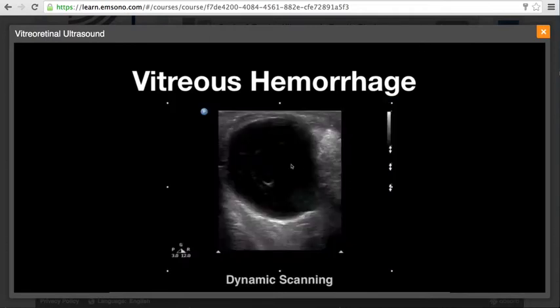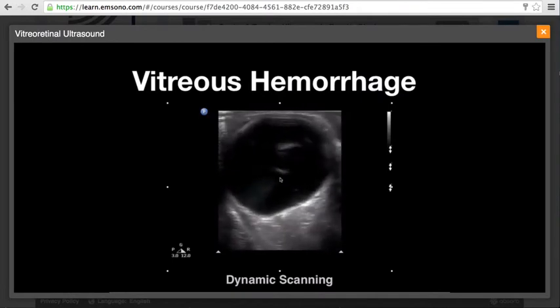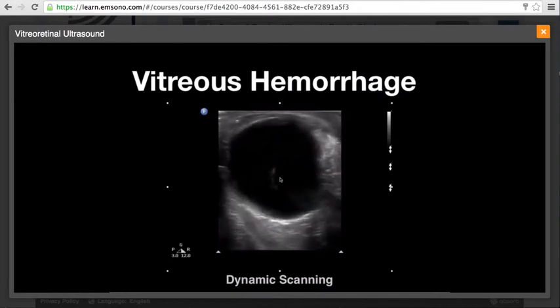There's an advantage to doing dynamic scanning where you have the patient look from side to side. When they have a vitreous hemorrhage, particularly when you see the echogenic debris within the posterior chamber and it layers very close posteriorly, and you're not certain whether it's a posterior vitreal detachment or a retinal detachment, by having the patient look from side to side, you can see the hemorrhage. If it's a vitreous hemorrhage, as in this case, you can see that it's freely swirling around. You won't see that type of movement with a posterior vitreous or a retinal detachment.